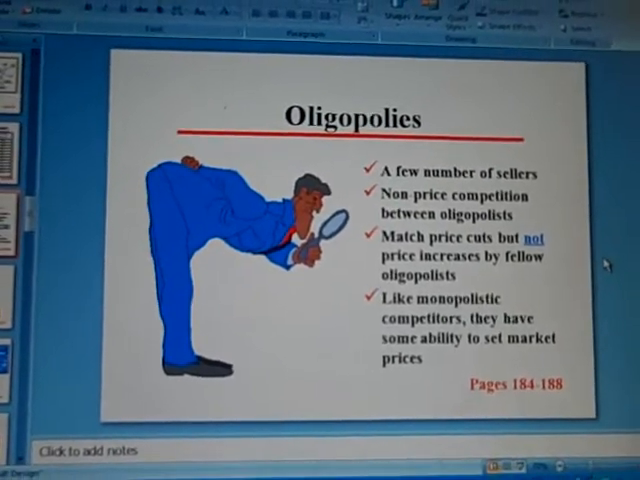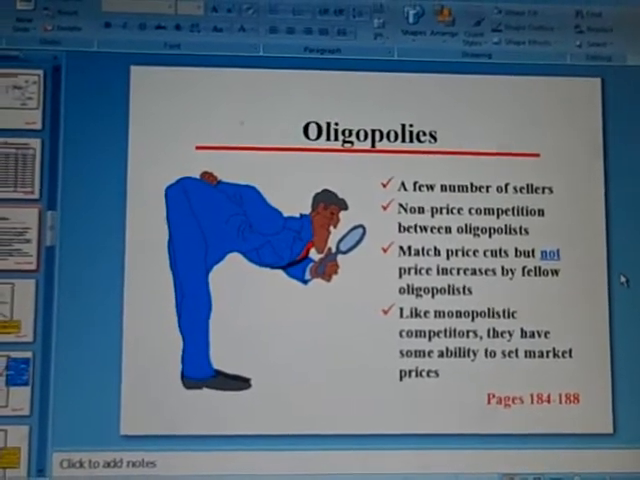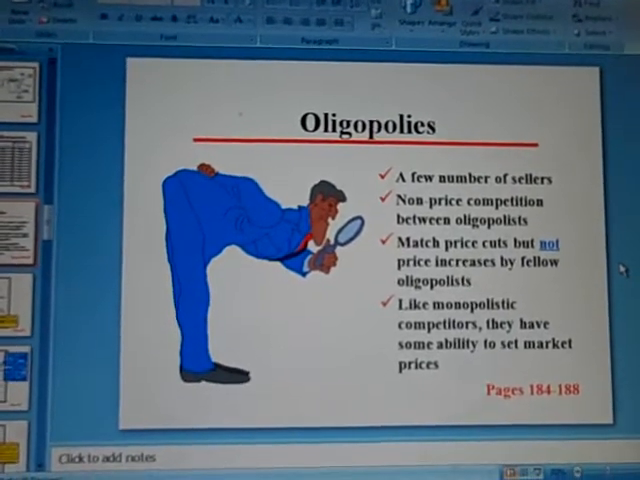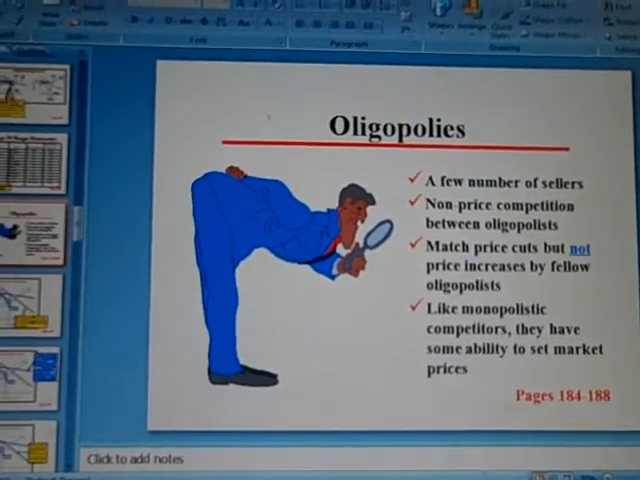I'm going to use the computer for this next one. So the next type of market structure is what we call an oligopoly. And you have a few number of sellers.